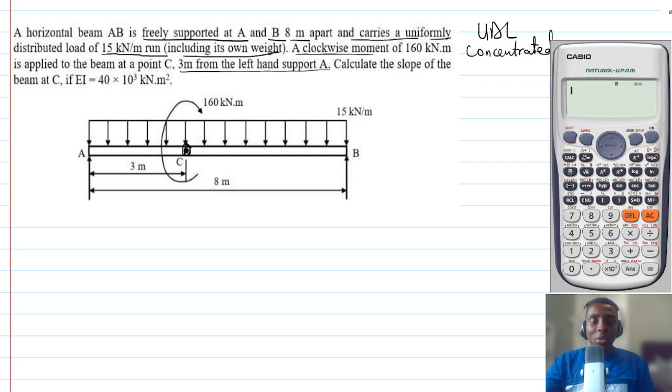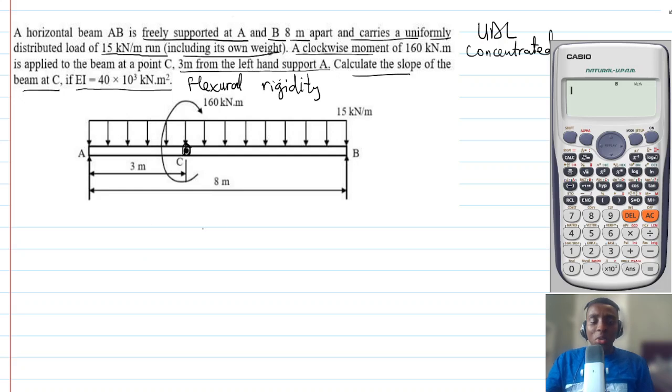Now our task is to calculate the slope of the beam at C, and you have been given the flexural rigidity. So EI is called flexural rigidity, and sometimes it is called the stiffness. Right, let's go ahead and solve this problem.